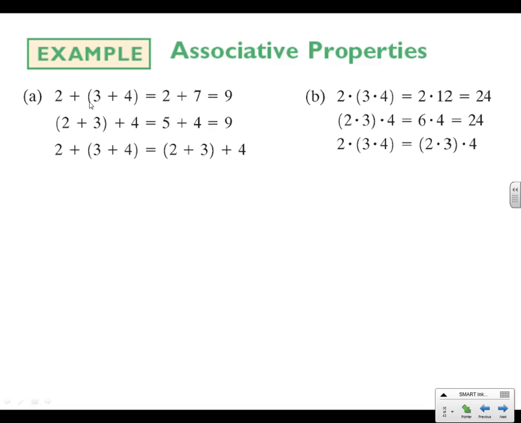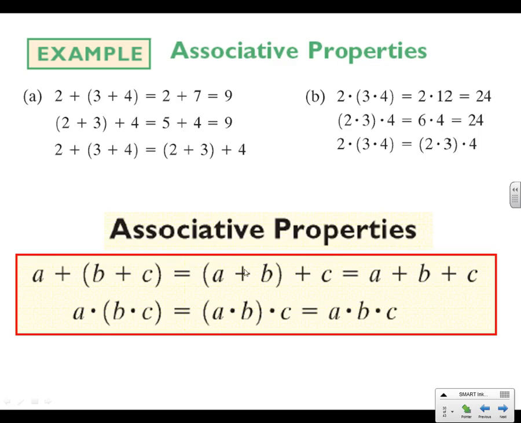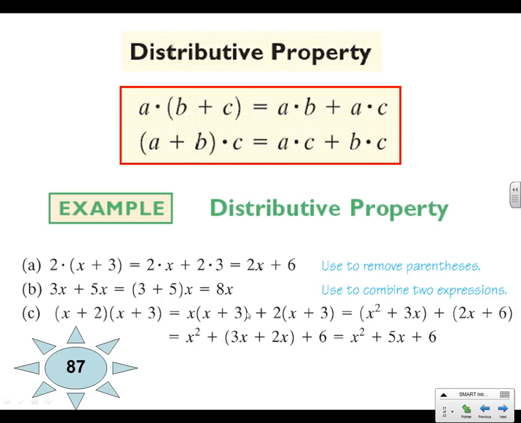Associative, right here, that means that you can, 3 plus 4 is the same as 7, right? We can rearrange the parentheses on these. So, associative, rearrange the parentheses. Works with addition, not so much with subtraction or division. And lastly, distributive. We're going to distribute in here. A times (B plus C) is the same as A times B plus A times C.